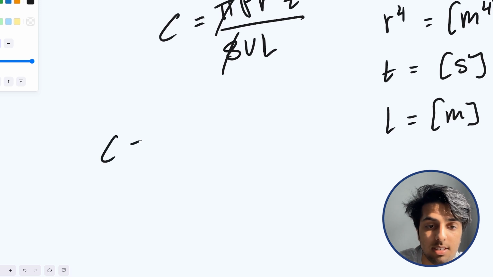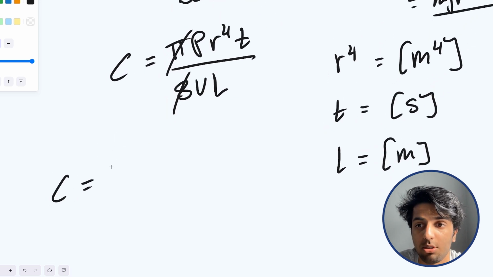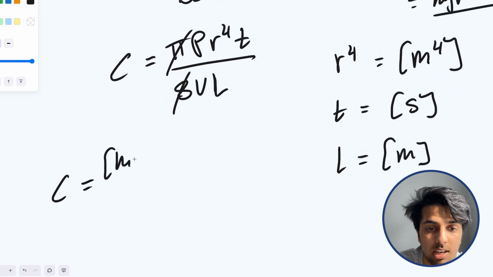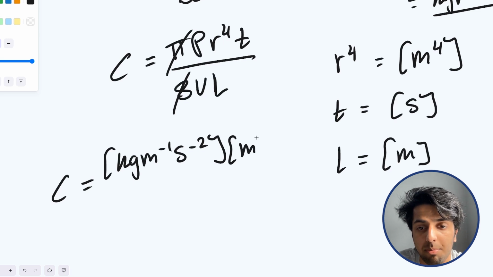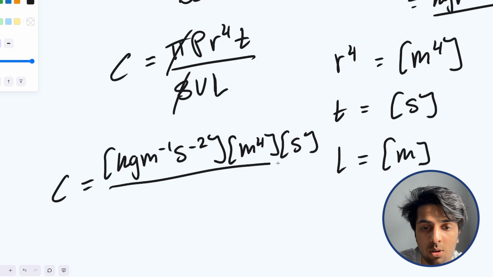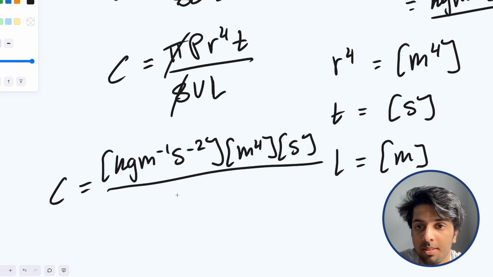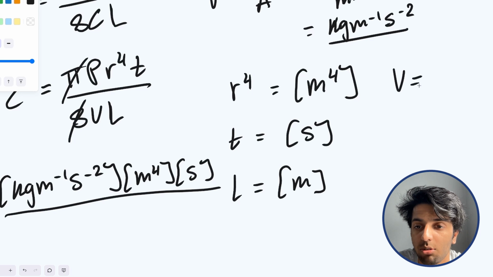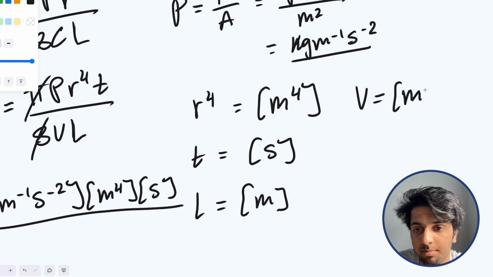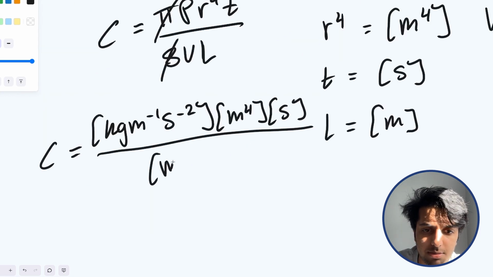So we get C is equal to P, which is kg m to the -1, s to the -2, times r to the 4, which is m to the 4, and then t, which is s, all over v. Oh, we forgot volume. Volume is again meters cubed, right? That means meters cubed times length, which is just meters.